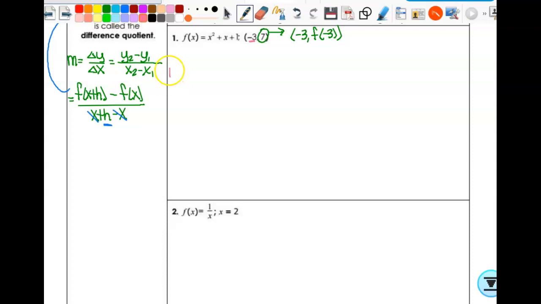So I'm going to say slope equals the limit as h approaches 0 of f of x plus h, so f of negative 3 plus h minus f of negative 3 over h. Okay, everybody with me? My x is negative 3. So now I'm going to actually evaluate f of negative 3 plus h. I'm going to substitute it into f of x. So this equals, oh, I didn't put the 0 there. The limit as h approaches 0.